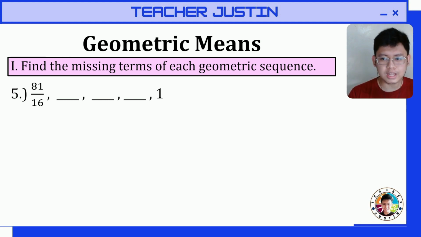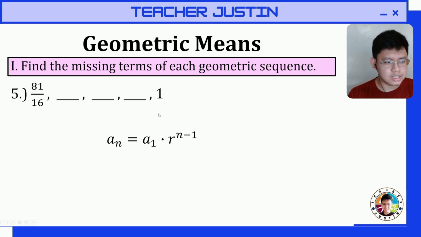So, the formula that we're going to use to find our common ratio will still be the formula in getting the nth term of our geometric sequence. So, we have here a sub n is equal to a sub 1 times r raised to n minus 1. So, let's identify our given.